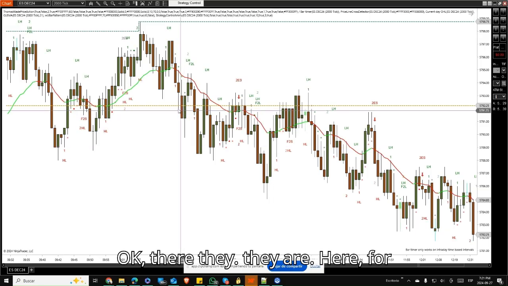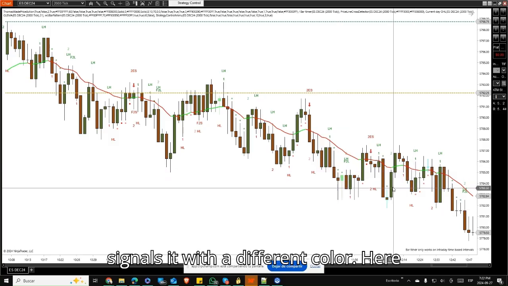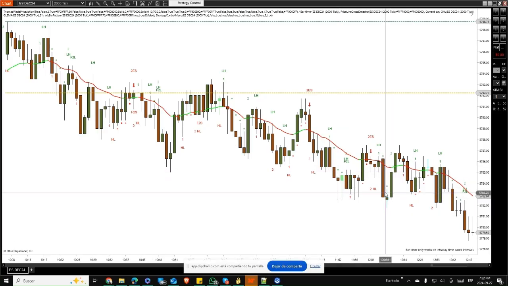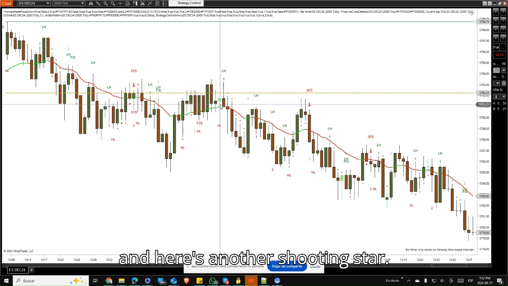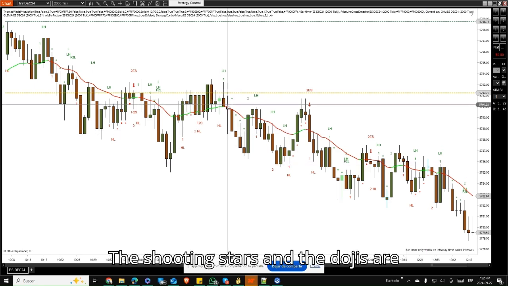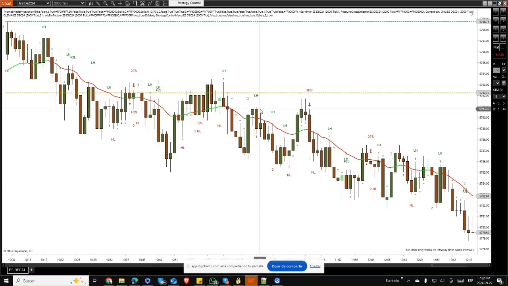Okay, there they are. Here, for example, here's a shooting star, and it signals it with a different color. Here's a doji and it signals it with a specific color. Here's another doji, and here's another shooting star. The shooting stars and the dojis are filters that allow or disable the program from showing second entries.